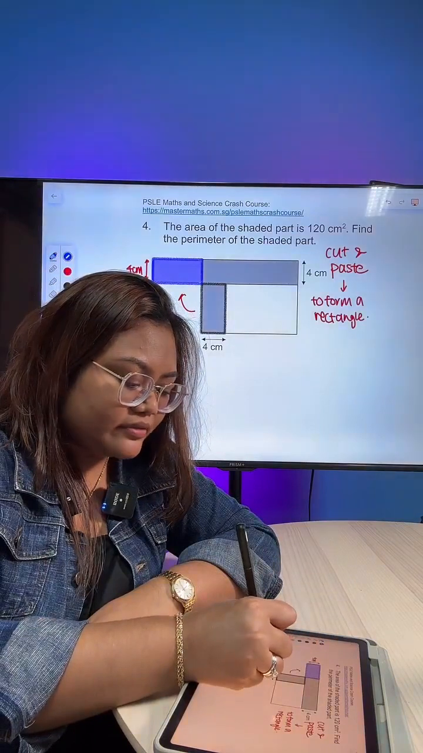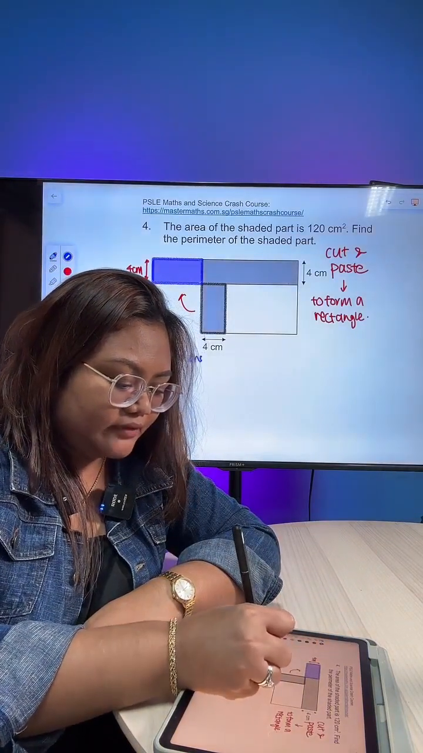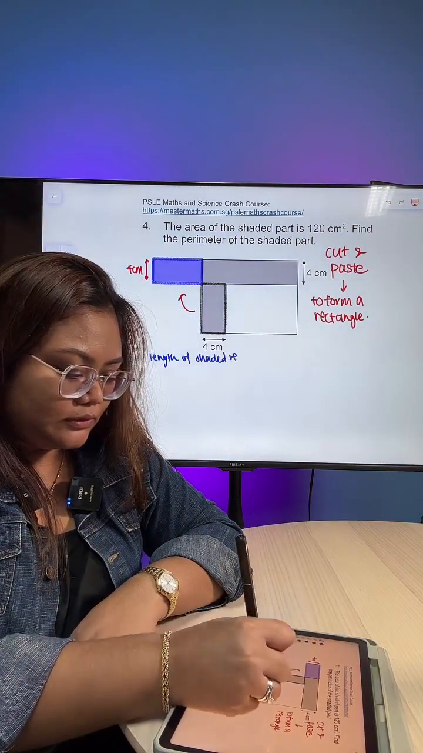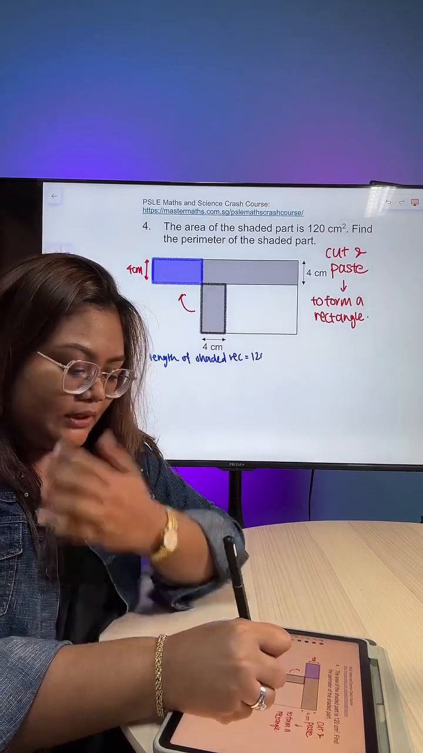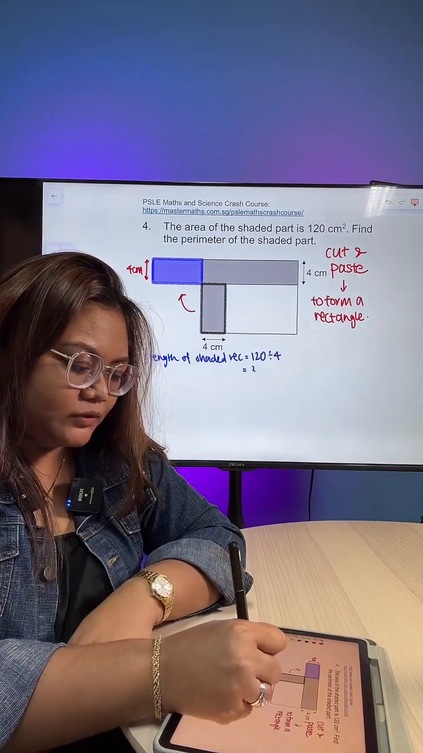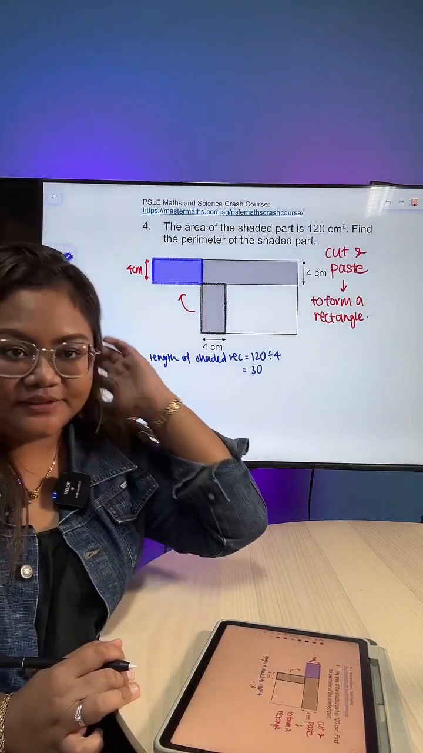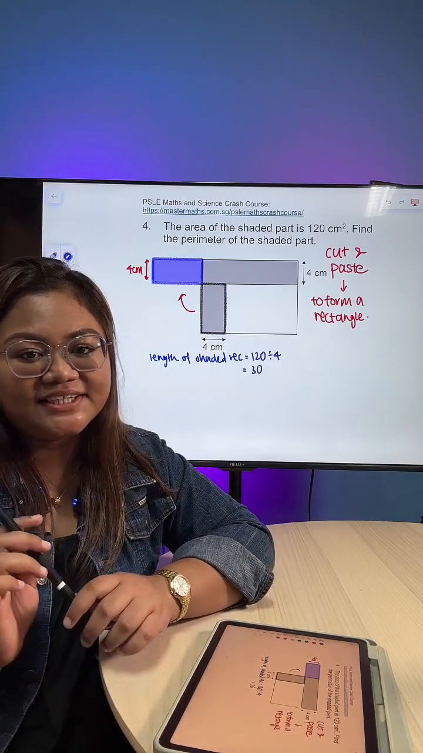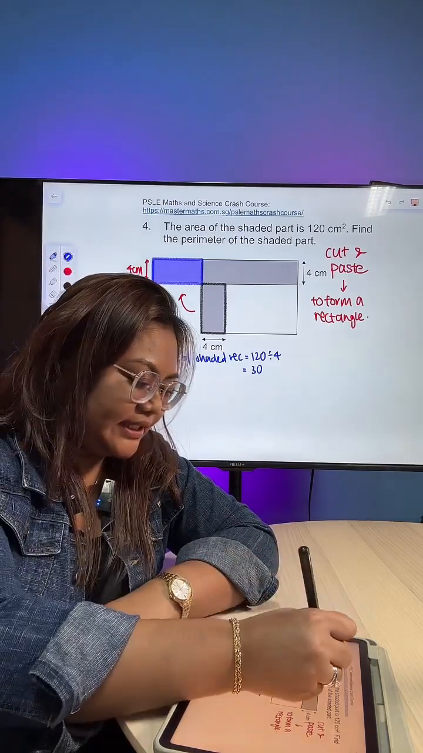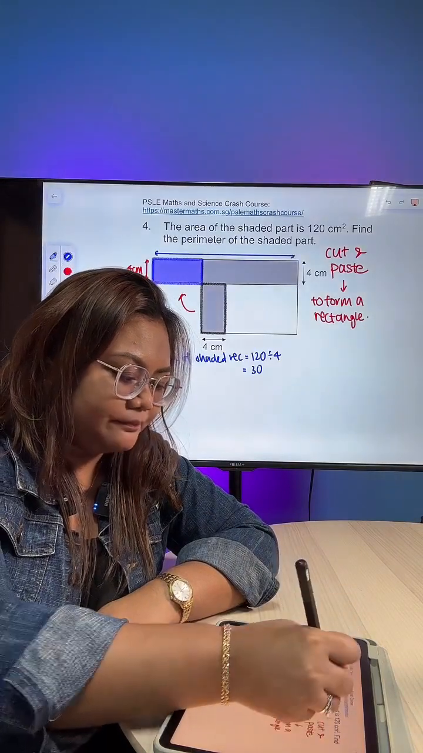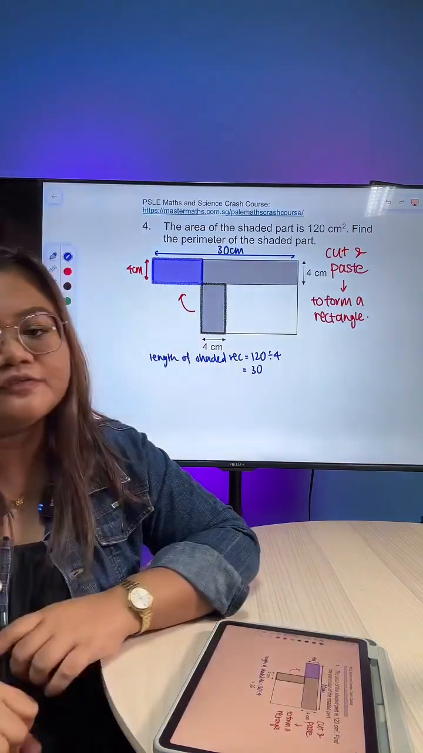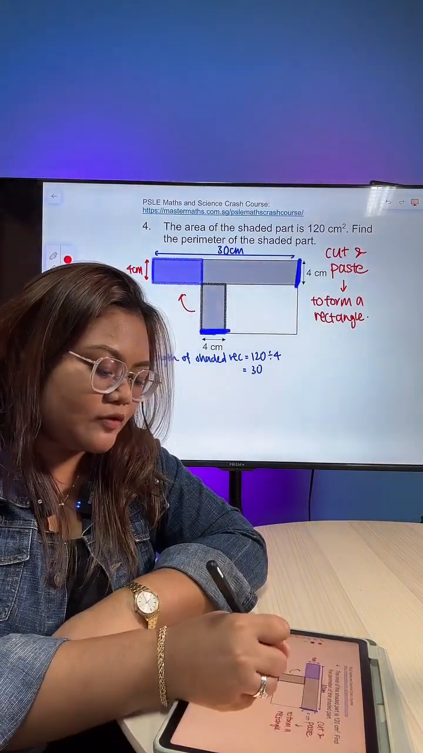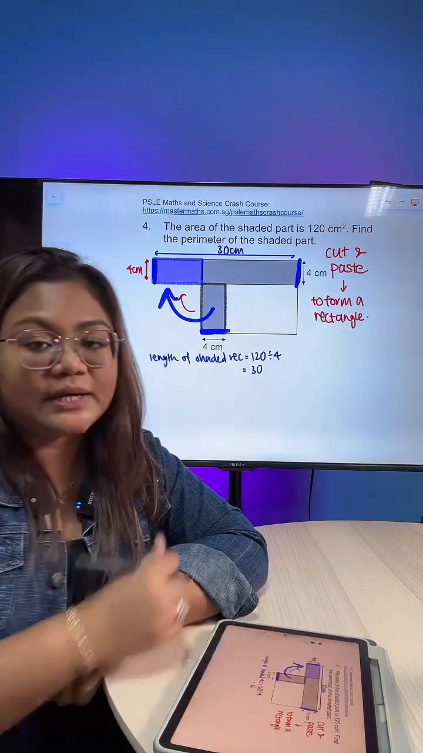Excellent. So the length of the shaded rectangle will be 120 divided by 4 to give us 30. Okay? 30. Can? Great. Then now that I have 30, I can fit it in. This whole thing must be 30 cm already. Okay, how to find the perimeter of the shaded part? Why 4? Because the question told me this one is 4, this one also 4. When I move, this one also becomes 4.